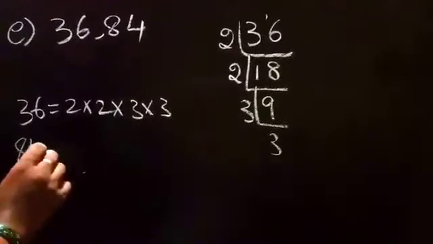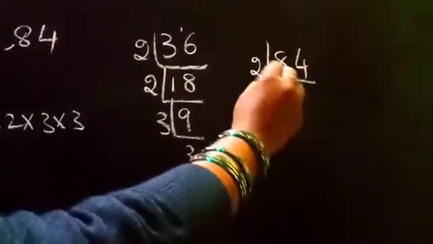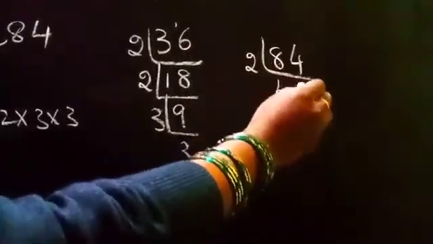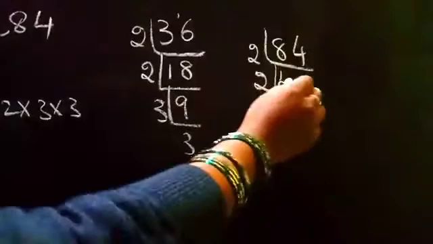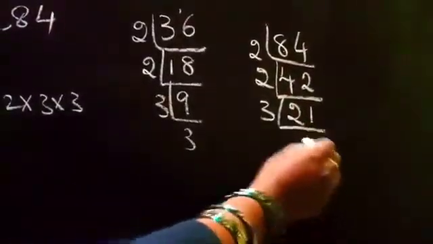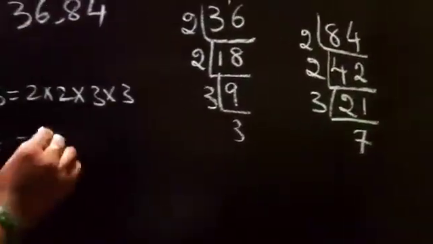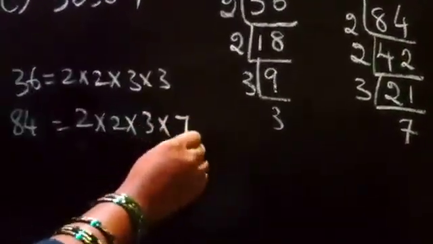Then 84 we have. So 84 equals, second table, 4 2s are 8. 2 2s are 4. Again second table, 2 2s are 4. 1 2s are 2. Again in the third table, 7 3s are 21. So we can write 2 into 2 into 3 into 7.